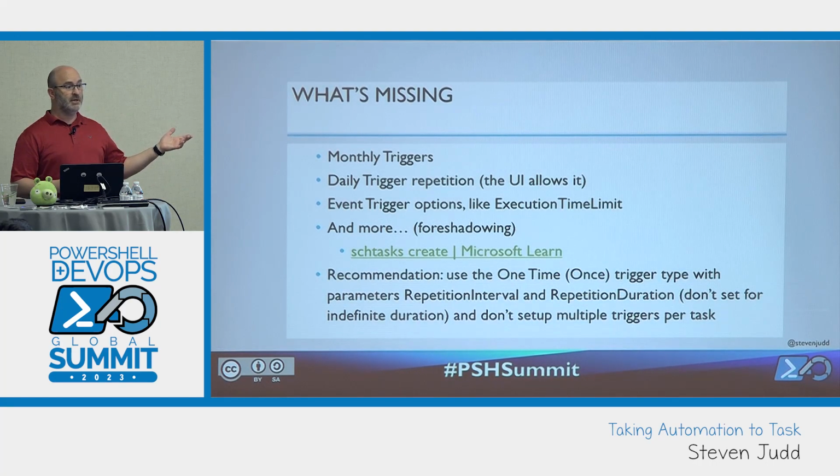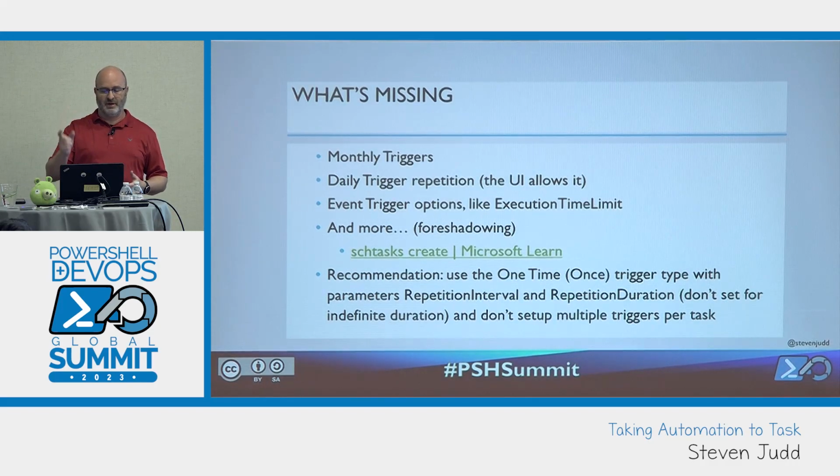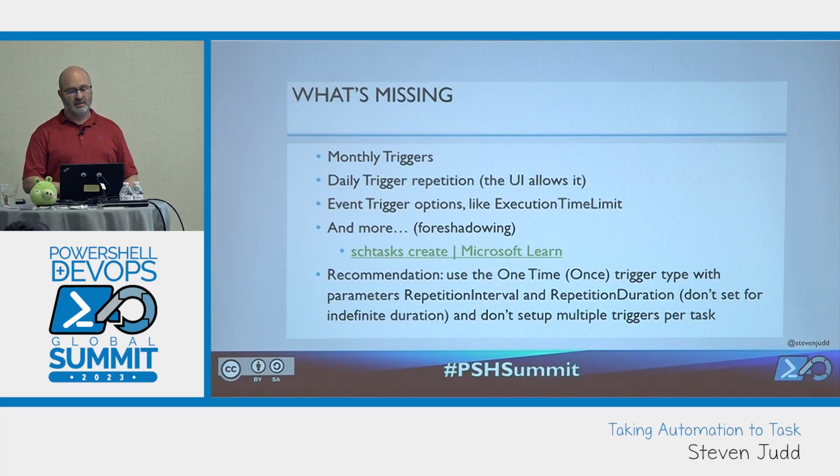So here's my recommendation. My recommendation is use the one time or the once, because that's the flag once, trigger type with parameters, repetition interval, and repetition duration, but don't set repetition duration. I put it on here, but unless you're needing to use it, like you need this task to stop at the end of this year, don't use that, and just set them up for infinite, and then don't set up multiple triggers per task. But your situation may require that, so okay.